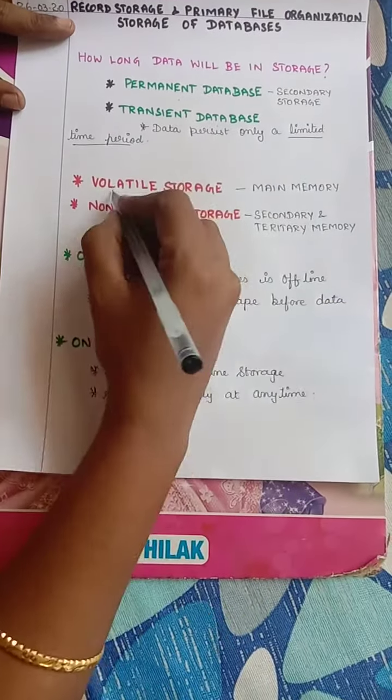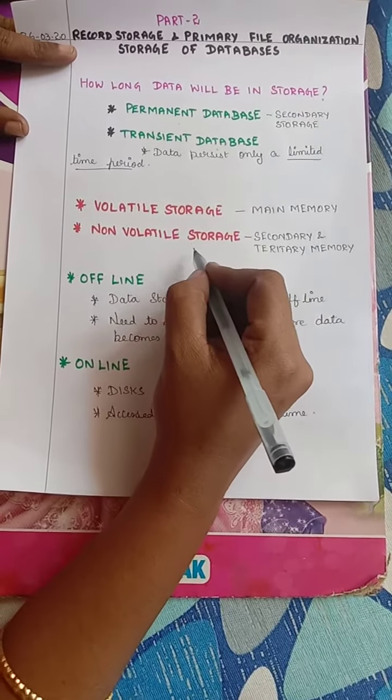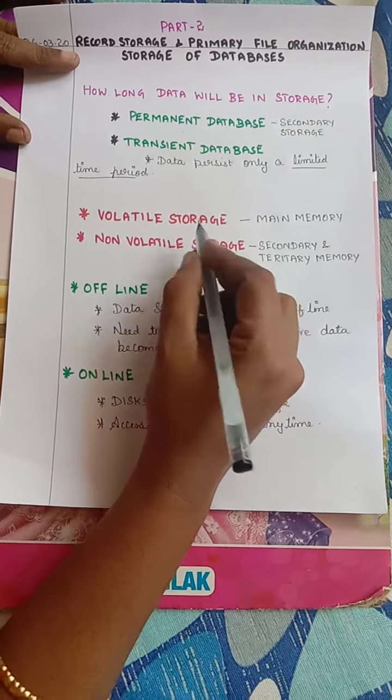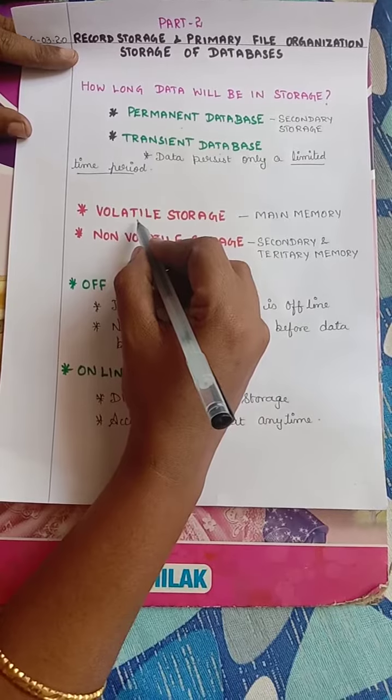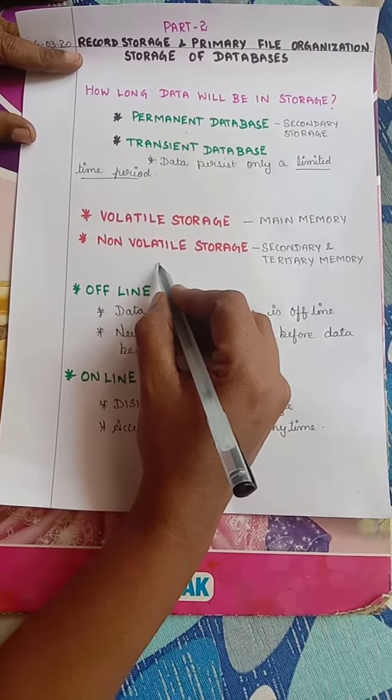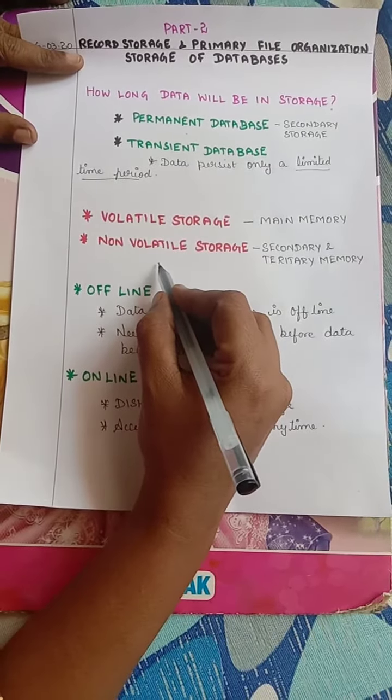And volatile storage and non-volatile storage. There are two different types of storages also: volatile and non-volatile. What is volatile? Whenever the power gets shut down or switched off, the content in the memory gets lost. But in the case of non-volatile, it remains as it is in the memory. An example of non-volatile storage is secondary or tertiary memory, and of volatile storage is main memory or cache memory.